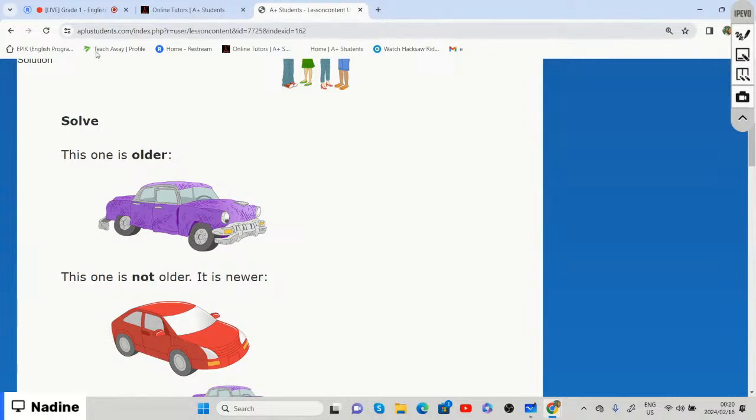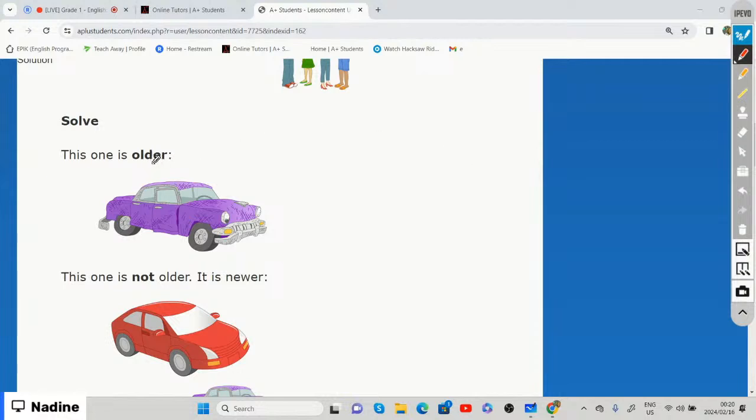And as you can see, when we are comparing two people, two places, let's say two things, because we're only comparing two, then our word ends in er, older, right? But if we're comparing more than two people, animals, places, or things, then our word is going to end in est.